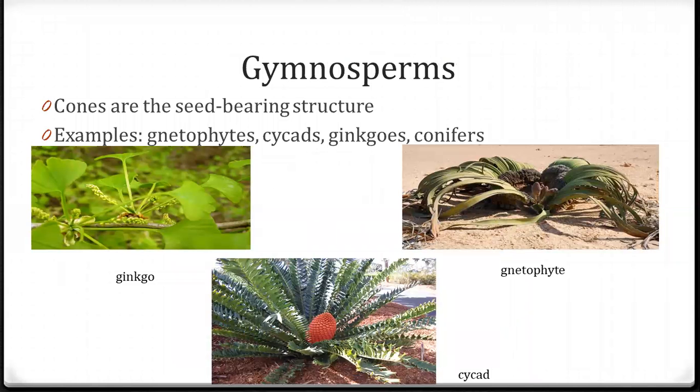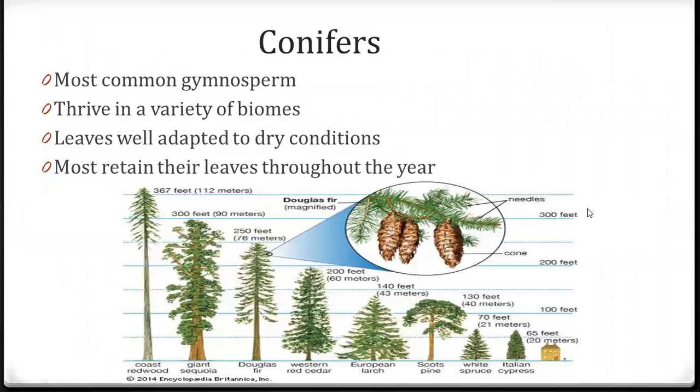Okay, gymnosperms have cones as the seed-bearing structure. So it's like a conifer, like a pine tree or whatever. These are different examples. You can have a ginkgo tree, gnetophyte, and cycad. Conifers are the most common gymnosperm. They thrive in a variety of biomes. The leaves are well adapted to dry conditions because they're pointy needles instead, and most retain their leaves throughout the year.